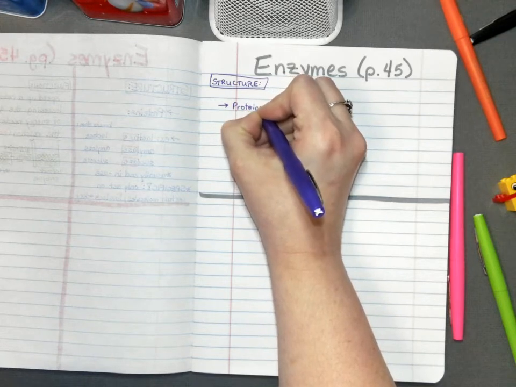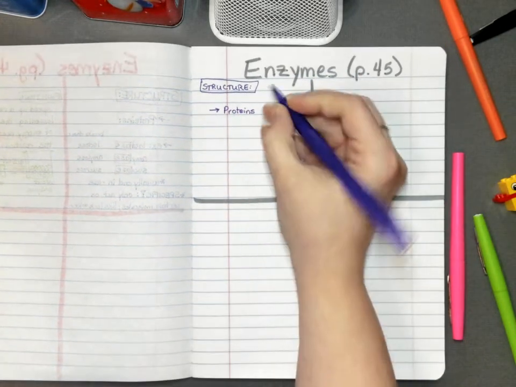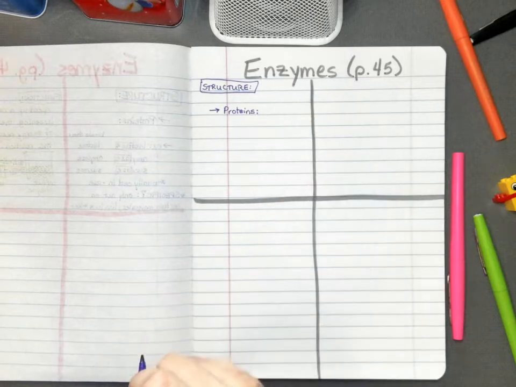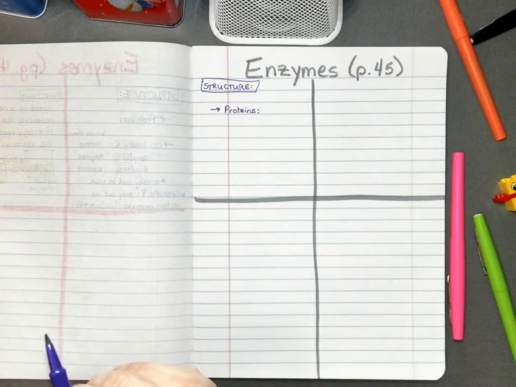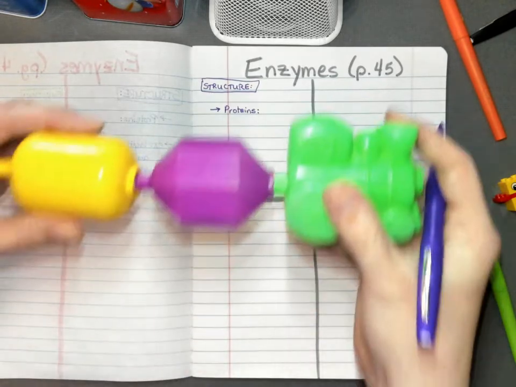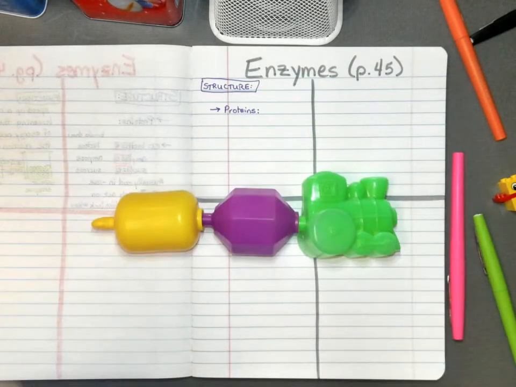Enzymes are made of protein, and so all enzymes are proteins, but not all proteins are enzymes. Remember, there's lots of kinds of proteins. Enzymes are just one type. So here's an example of an enzyme here.